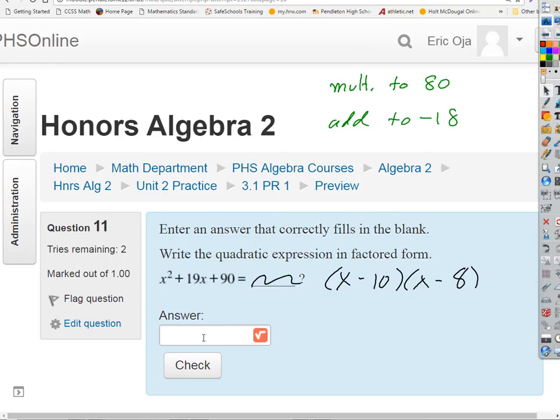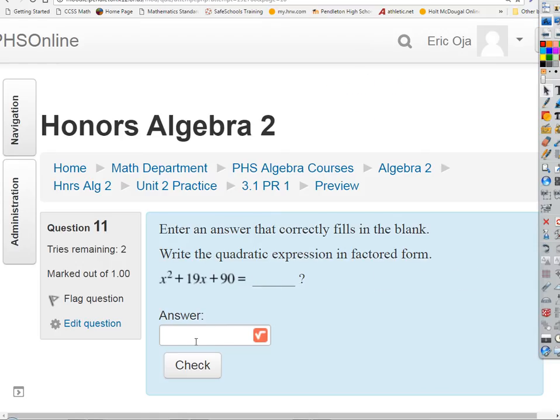Okay, and then what would this one be? If it works, let's see, if they're going to multiply to positive 90 and add to 19, they're both going to be positive. And then what would the numbers be that multiply to 90 and add to 19? Well, 10 and 9.